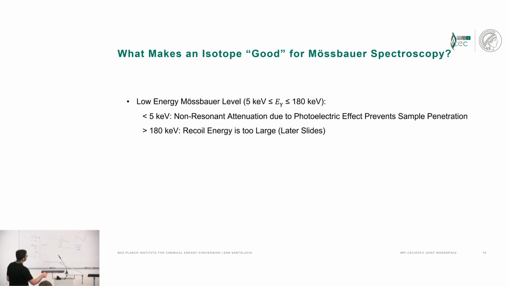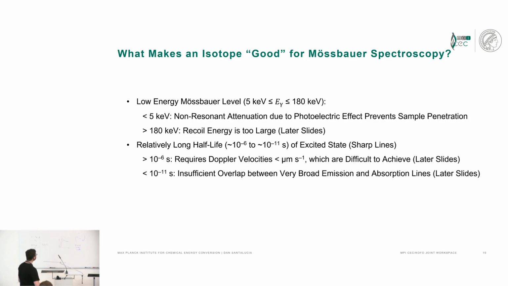You need to have Mössbauer levels that are, and I'm going to switch to keV because wave numbers are a little bit unwieldy to talk about for such large quantities, between 5 and 180 keV in order to have, for practical reasons, any sort of good Mössbauer isotope. You don't want attenuation or recoil energy, which I'll talk about, that's going to mess up your experiment. You need half-lives that allow you to do the experiment. If you're too long or too short, you'll end up having problems practically with Doppler velocities, or overlaps between extremely broad emission and absorption lines if you're too short.